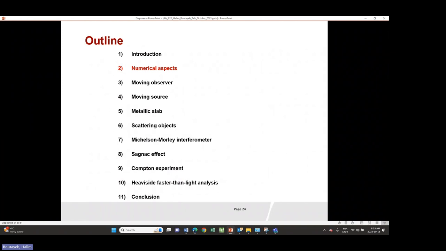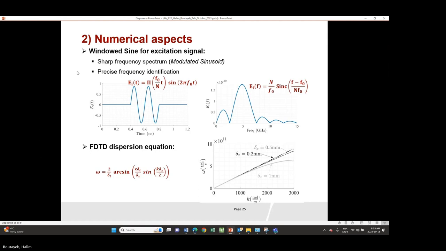So let's talk now about the numerical aspects. For our problem, we use a windowed sine for the excitation, and it has a sharp frequency spectrum, as we can see here. So this is a sine with a window, so a windowed sine. And if you look in the frequency domain, you will see a maximum at a certain frequency that corresponds to the frequency of the sine. We use this function because we will have a Doppler effect. So we will see the frequency change because of the motion of the body. And also we cannot use an infinite sinusoid because we want to simulate with a finite time. So the windowed sine function is ideal.